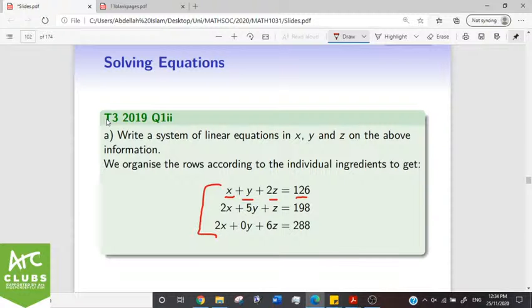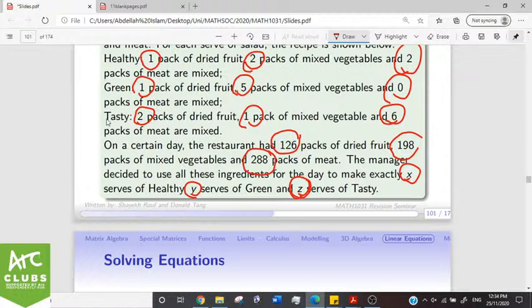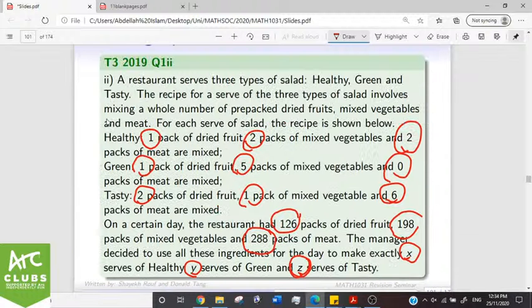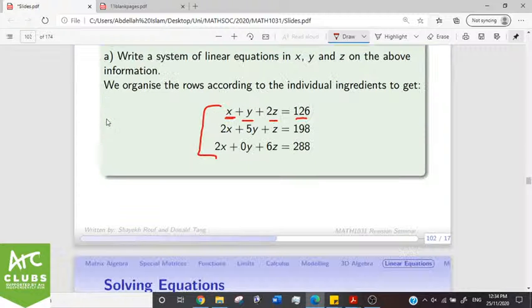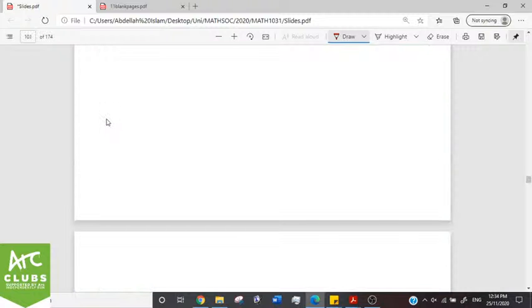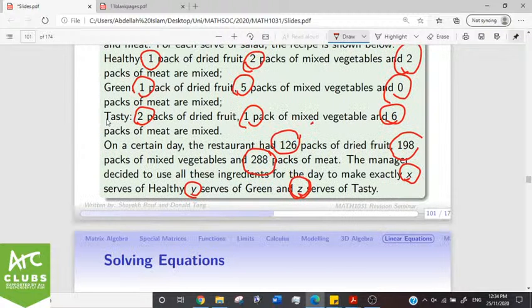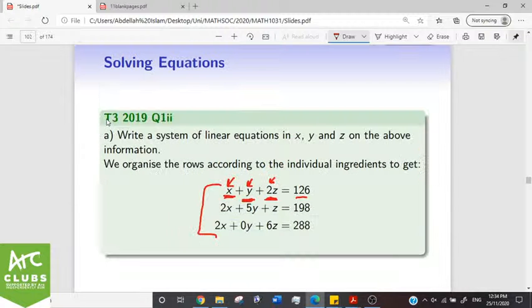Okay, so each serve of healthy contains 1 dried fruit. So that's why there's 1 of X, right? And each serve of green contains 1 dried fruit, and each serve of tasty contains 2 dried fruit. So the total of the dried fruits needs to add up to the total amount of dried fruit stock we have, which is 126. And you do the same with the other 2 ingredients here.